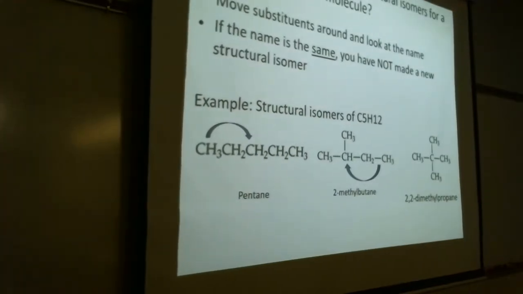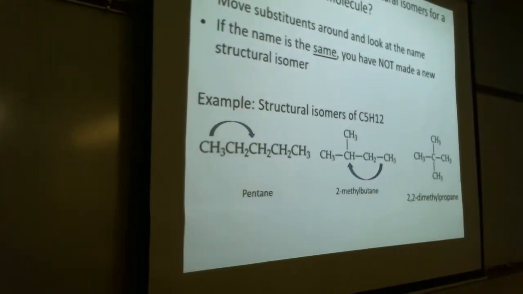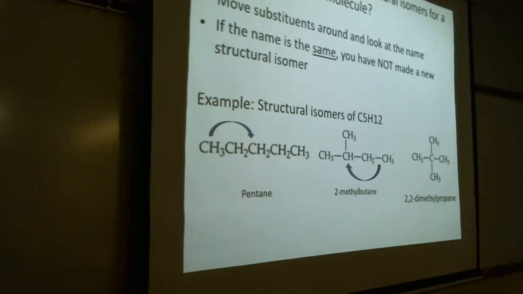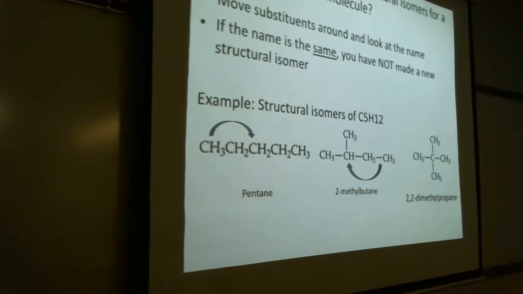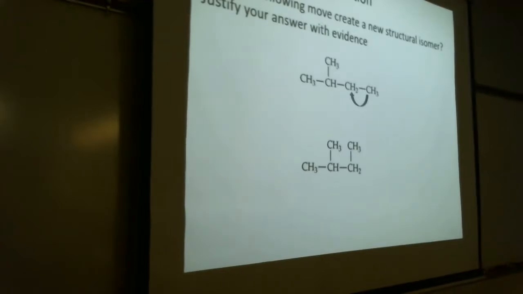Do you see how we made this? Now, there are only 3 structural isomers for C5H12. But as we increase the length of the chain, the number of isomers goes up significantly. So this is what I said a second ago. Instead of putting this right here, what if I put it right here? Does that create something new? It doesn't, because what's the name of this? Right, it's still 2-methylbutane or methylbutane.